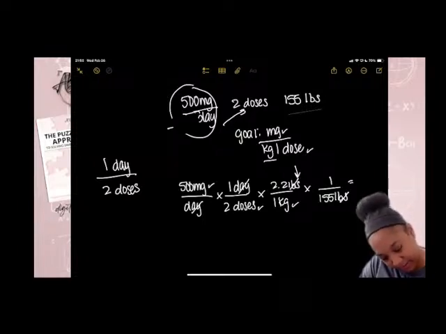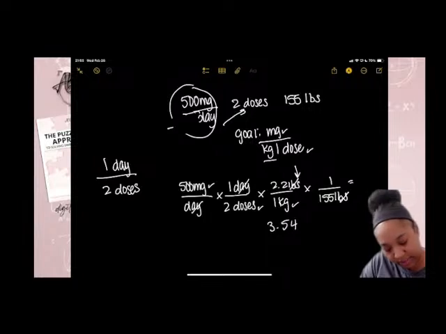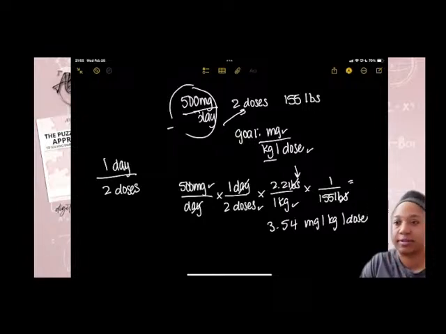500 times 2.2 divided by 2 divided by 155. So it'll be 3.54, however they tell you to round, milligrams per kg per dose. Okay?